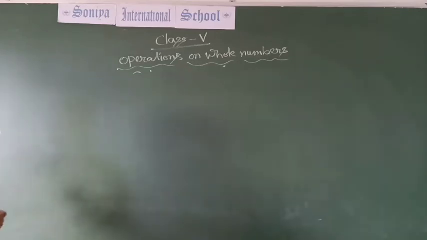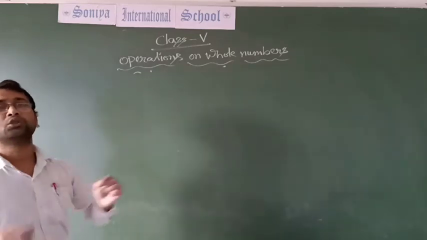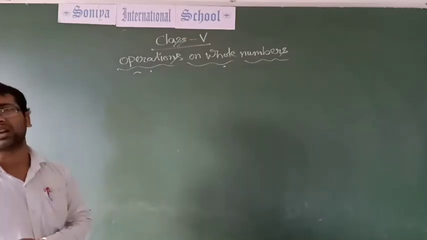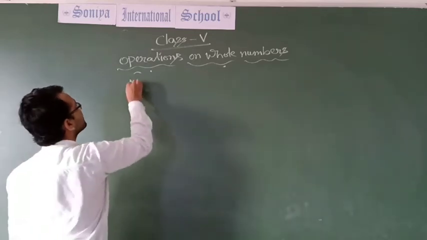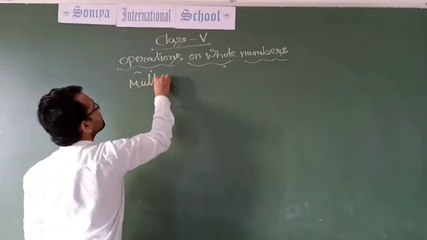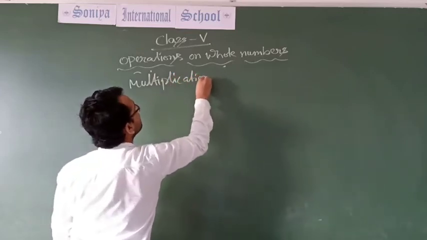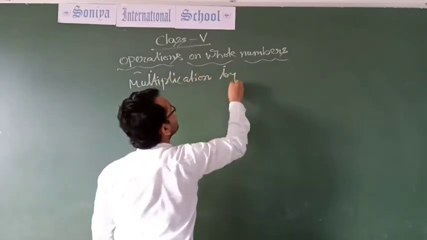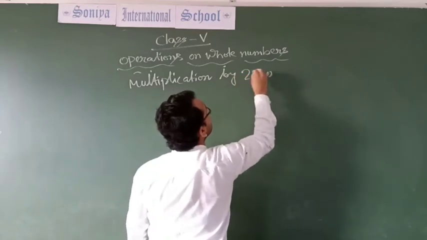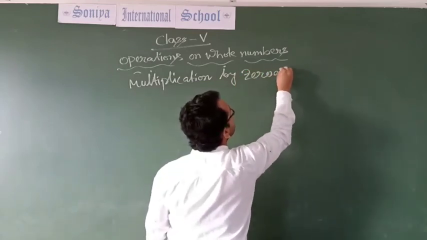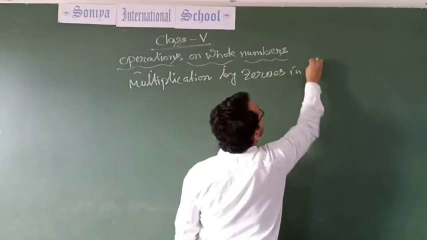Now the next topic is multiplying zeros. Zeros means tens, hundreds and thousands. Multiplication by zeros in a factor.